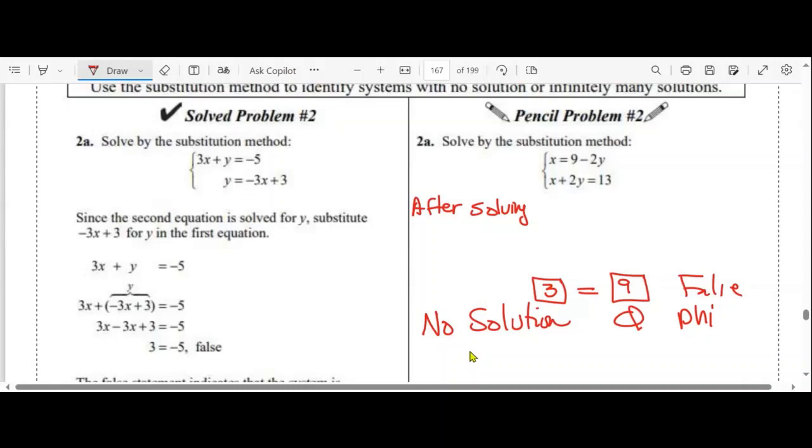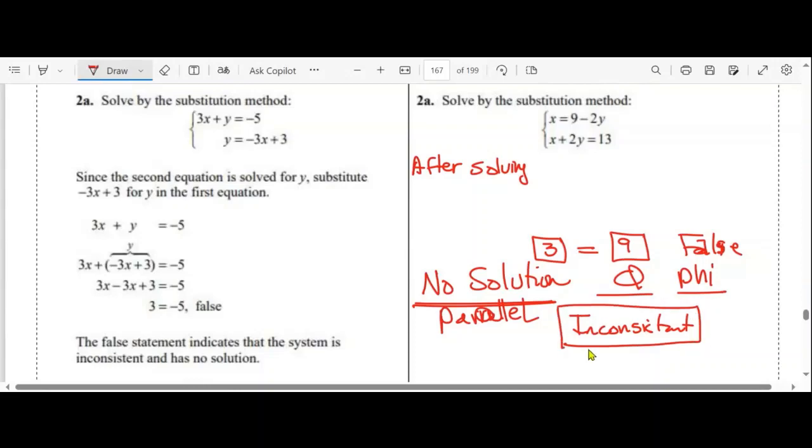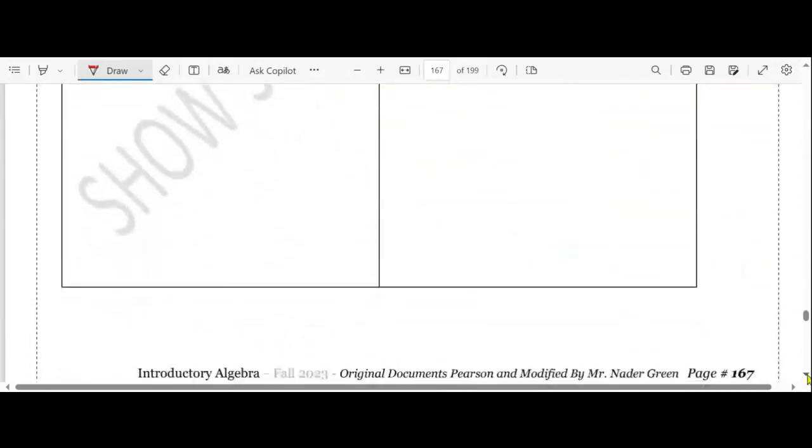If there is no solution, how do you write it in math? So what about consistent and inconsistent? Go back to the table. Check the table. If there's no solution, then it's inconsistent. Look at the table. Just inconsistent. Okay. Clear?